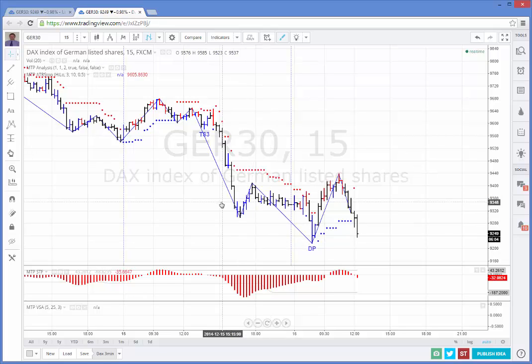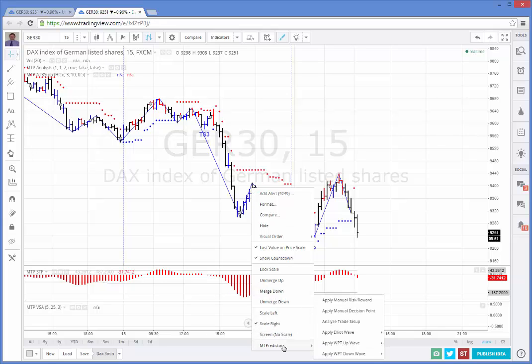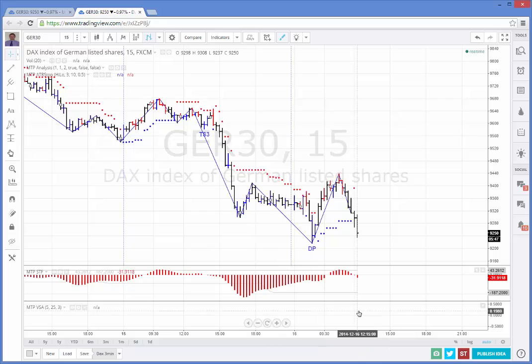What you do is you go to prior swing pivot highs and lows. So before the market even got all the way up here, you'd have gone back to this prior pivot high here. You'd have right mouse clicked, gone to MTPredictor, then applied manual decision point. There it is, manual decision point. And that would then place this level on the chart.